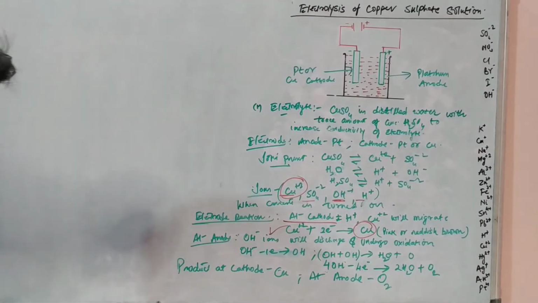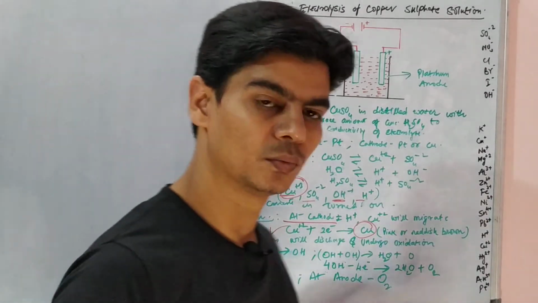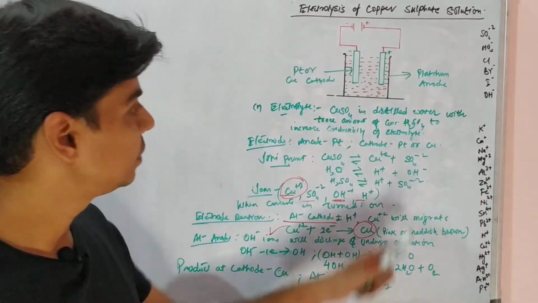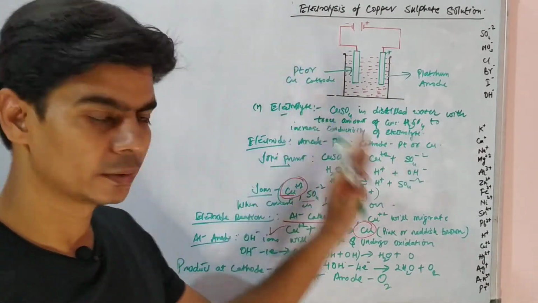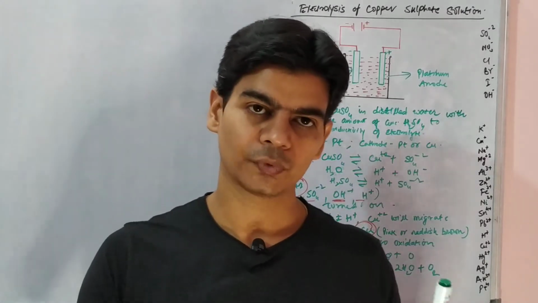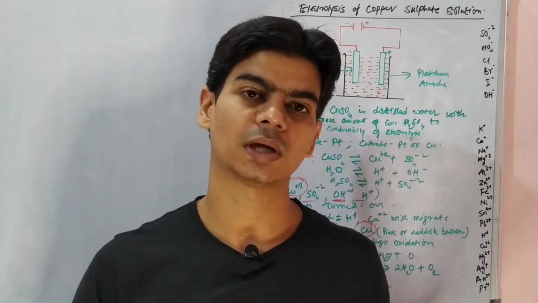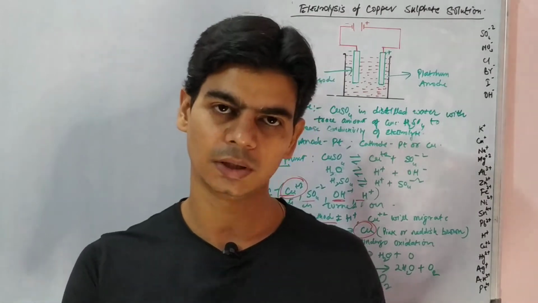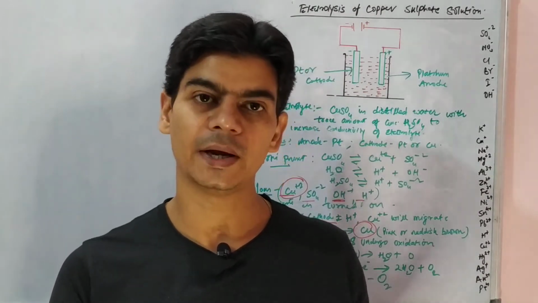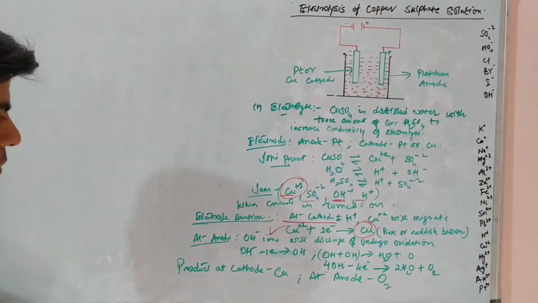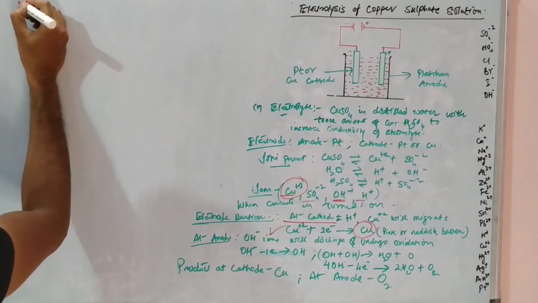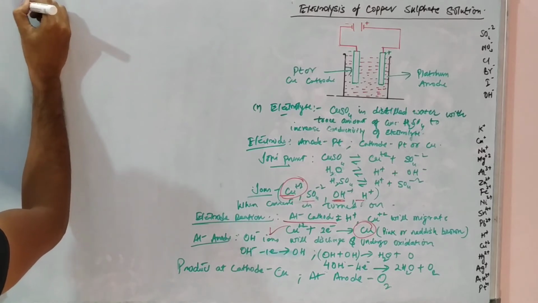This is very important. Because the question that you will get is, when using a platinum anode and copper cathode, the blue color of the electrolyte slowly discharges. The blue color of the electrolyte will fade. What is the reason? Whatever I have explained to you. So I'll just mention it over here.